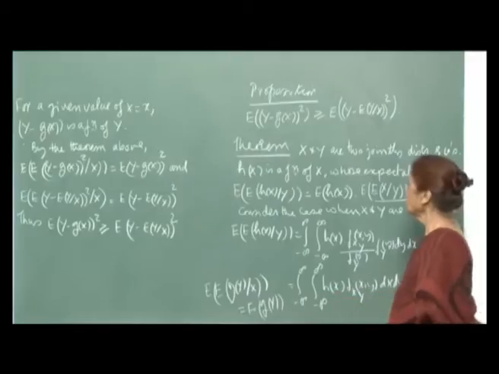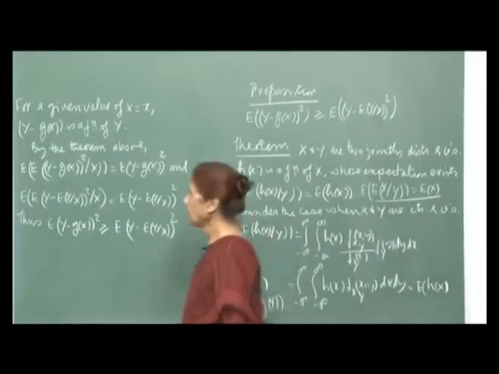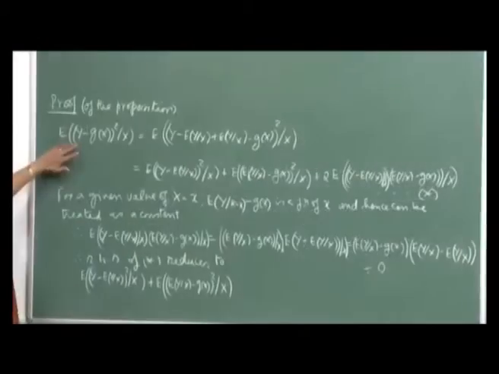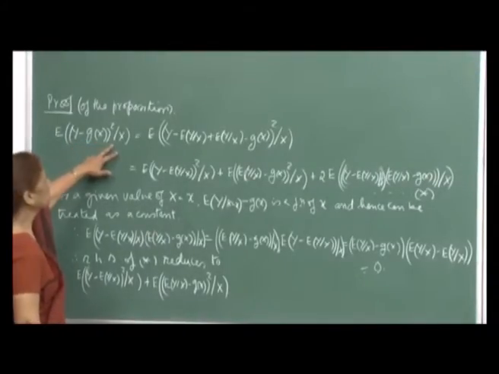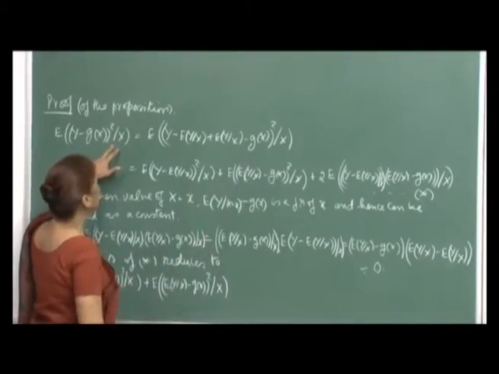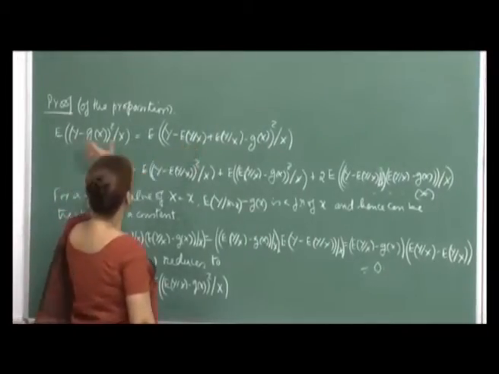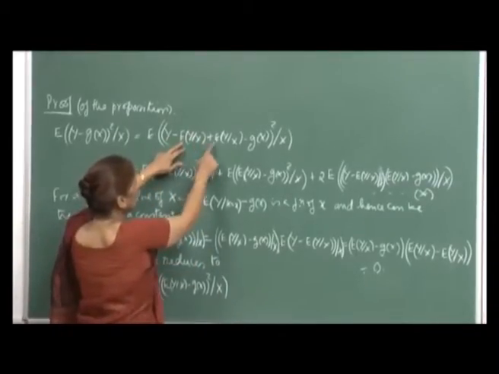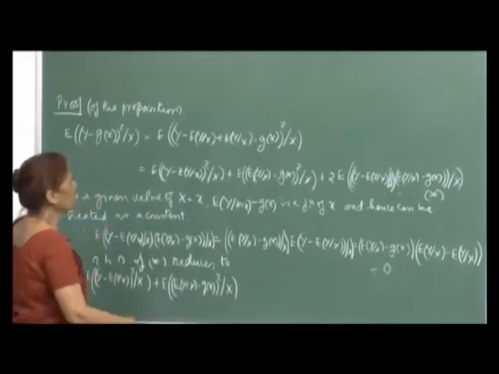So, once this theorem is there, we will be using it to prove this proposition. Let me now consider the proof of the proposition. I am considering the expectation of (y minus g(x)) whole square conditioned on x, because in my proposition I am conditioning on x. Now add and subtract the expected value of y given x within the brackets. So, this is the expected value of (y minus E(y|x) plus E(y|x) minus g(x)) whole square conditioned on x. Open up the brackets.